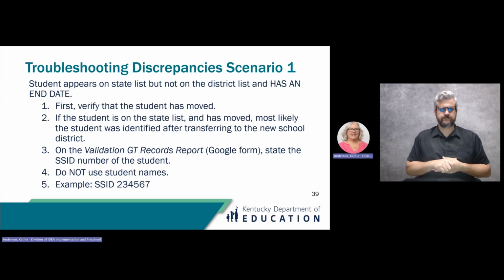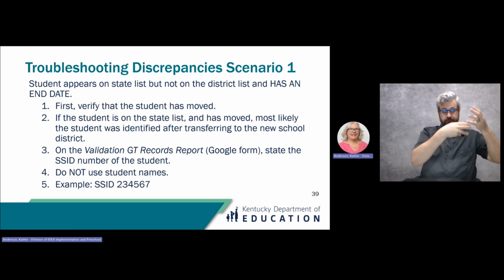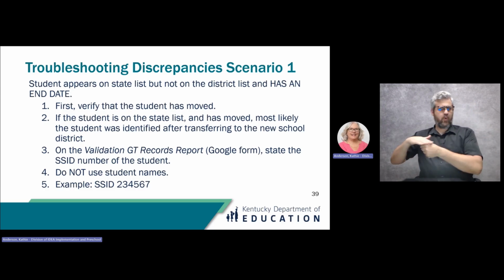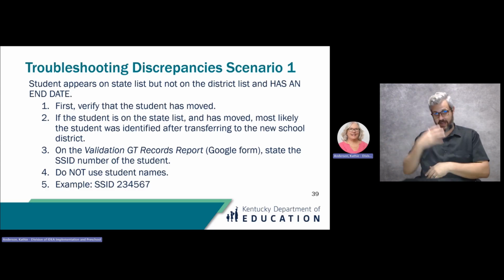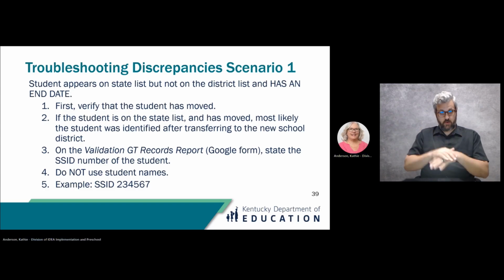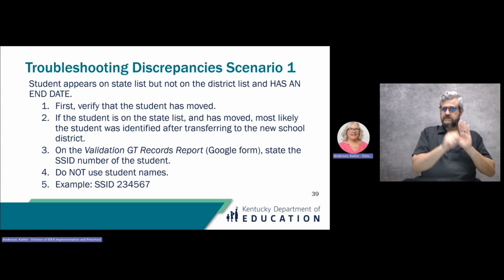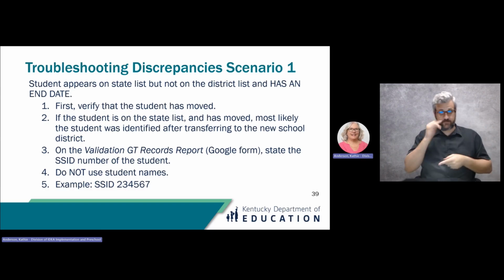This is a scenario where there are more students on the state dataset than on the local dataset. If the student has an end date, the student moved to another district. The new district probably identified the student after leaving your district. Because the student was in your district this school year, the student is listed on the state dataset report. If the student is not listed on your report, although they were enrolled in your district at one time, they were not identified as GT.